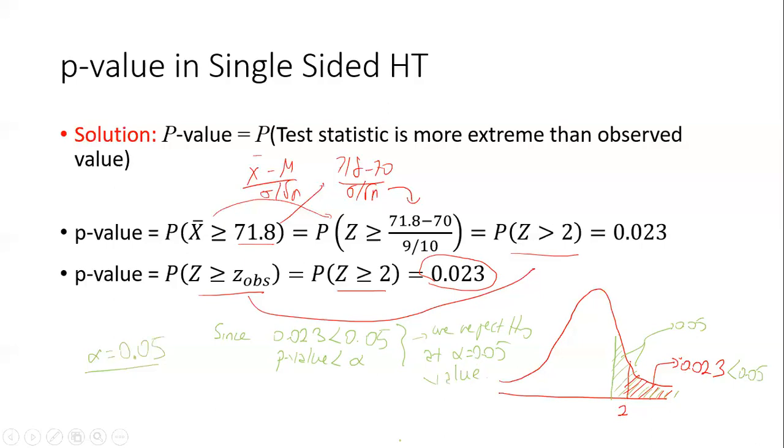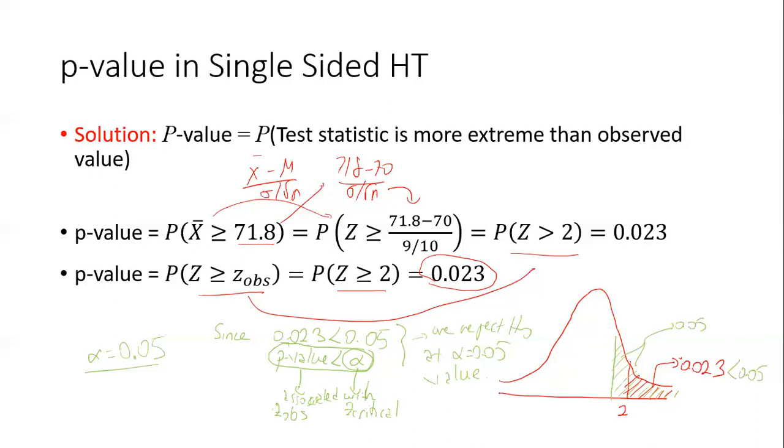If your calculated p-value is smaller than alpha, what does it mean? The p-value is associated with the observed, and alpha is associated with the critical. So if the p-value is smaller than alpha, it means that you will reject the hypothesis at this alpha level. So this is option one.